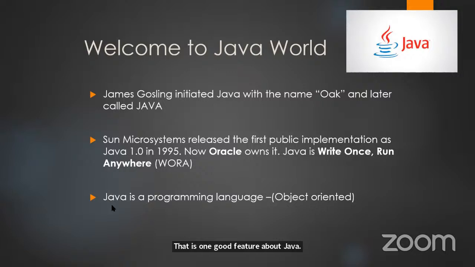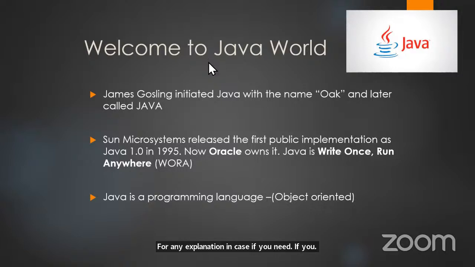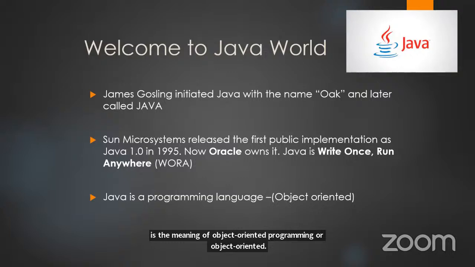That is one good feature about Java. Now coming to what Java actually is. Java is a programming language, and in particular, it is an object-oriented programming language. So if someone asks you what Java is, you must be able to say that it's an object-oriented programming language. Coming to this word, object-oriented, are any of you familiar with or have heard of this? Yes, please. I need a yes, no, or any explanation if you have one. Go ahead, people. What is the meaning of object-oriented programming? Even if you have learned C++, you would have understood. Okay, Divya, I can see some of you saying yes.